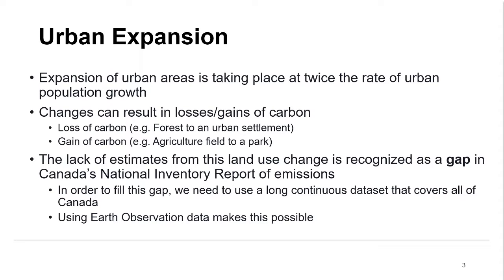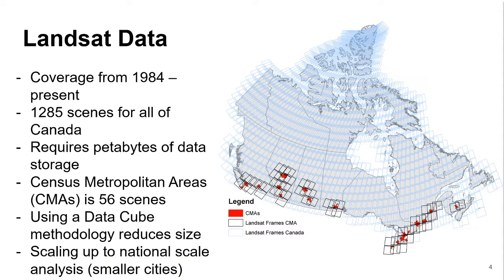The lack of estimates from this land use change is recognized as a gap in Canada's National Inventory Report of Emissions. In order to fill this gap, we need to use a continuous data set that covers all of Canada. And using Earth observation data makes this possible, something like Landsat data, which has coverage from 1984 to present.